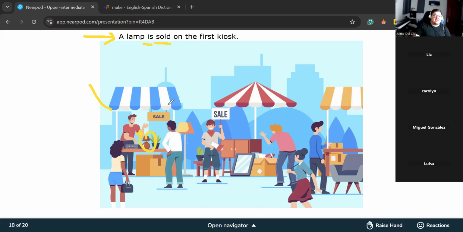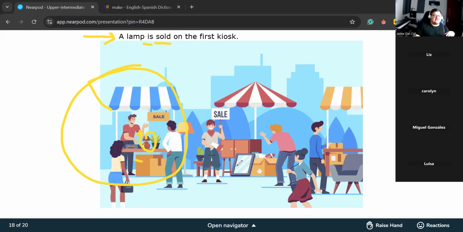Is sold. Why? Because the word sell, which is vender, is simple present. The past participle of that is sold. So a lamp is sold on the first kiosk, or on the blue kiosk. I'm just trying to put some identifier here so you can know where the lamp is.